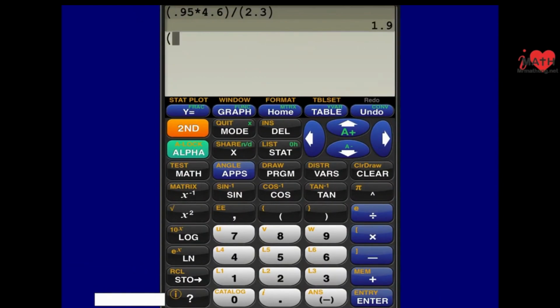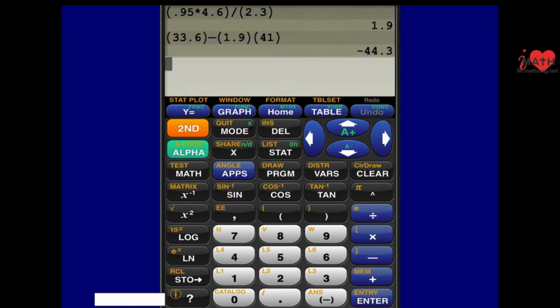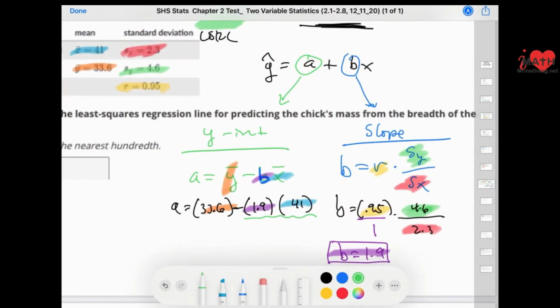So I have 33.6. I always like to use extra parentheses. In this case, you can use the subtraction or minus sign. 1.9 times 41. And that gives you negative 44.3. Okay.